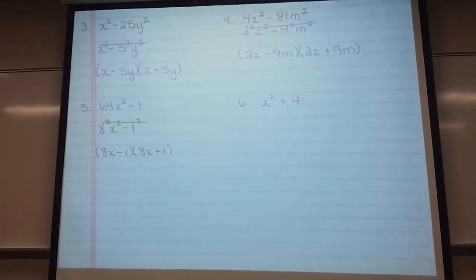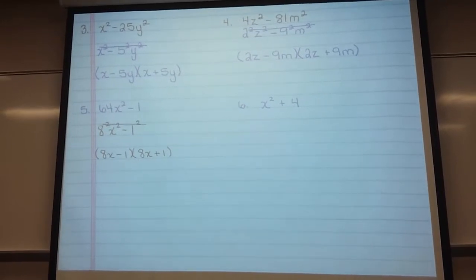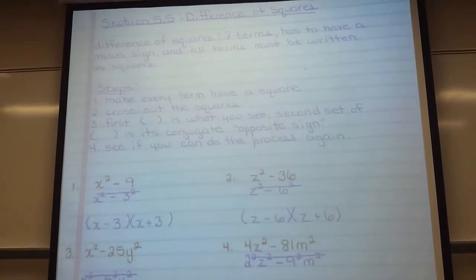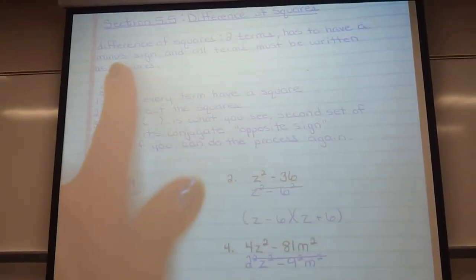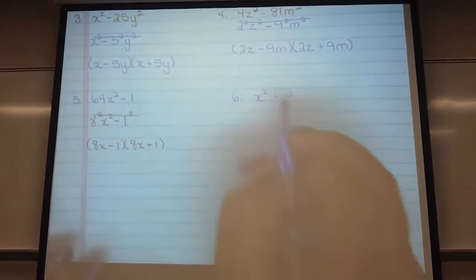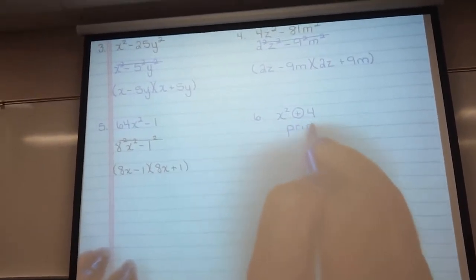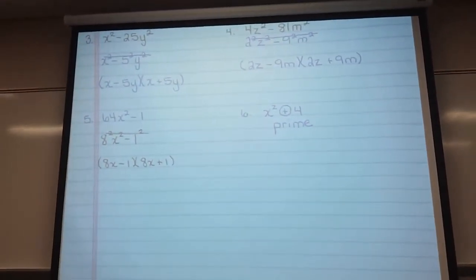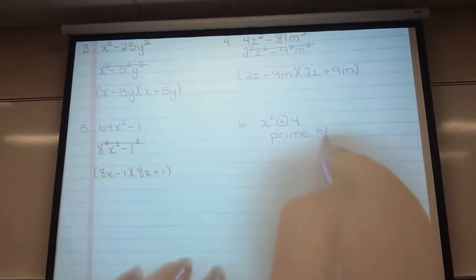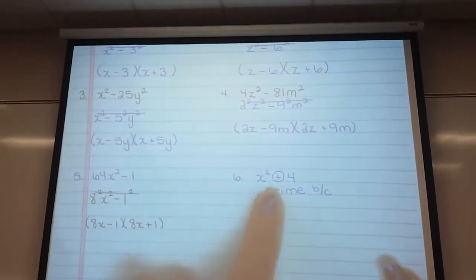With 6, did you get x plus 2, x minus 2? Yes. What did our guidelines say? It has to have a minus sign. If it had a plus sign, I didn't say you could do that. If it has a plus sign in the middle, I take back everything I just said. It cannot be done. It's prime. You can sit there and try to factor it as much as you want. It's not going to work. Because of the plus sign, it has to be a minus. All of these problems are called difference of squares, not sum, difference.